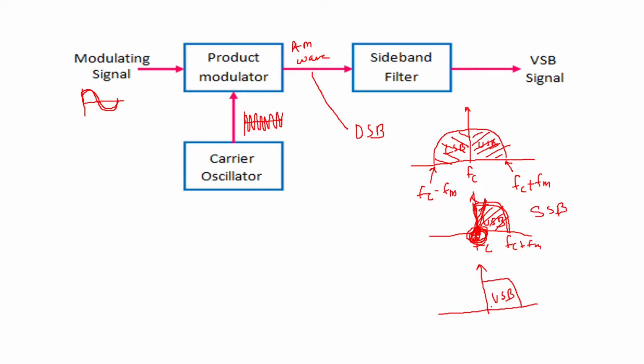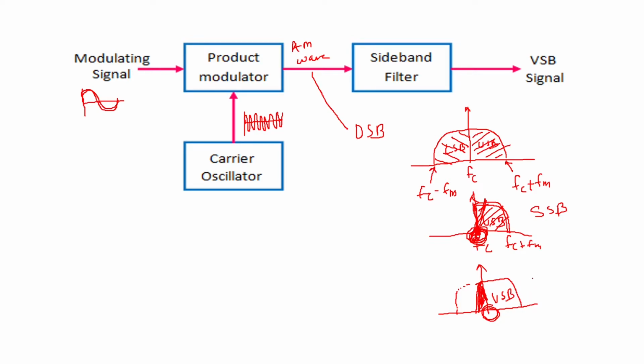And because we want to save these lower frequencies, we will pass a replica of the next sideband. Say if this was your lower sideband, then we will take a part of it. This part will be called the vestige. Now, a complete sideband along with a part of another sideband will be sent. So that is your vestigial sideband.